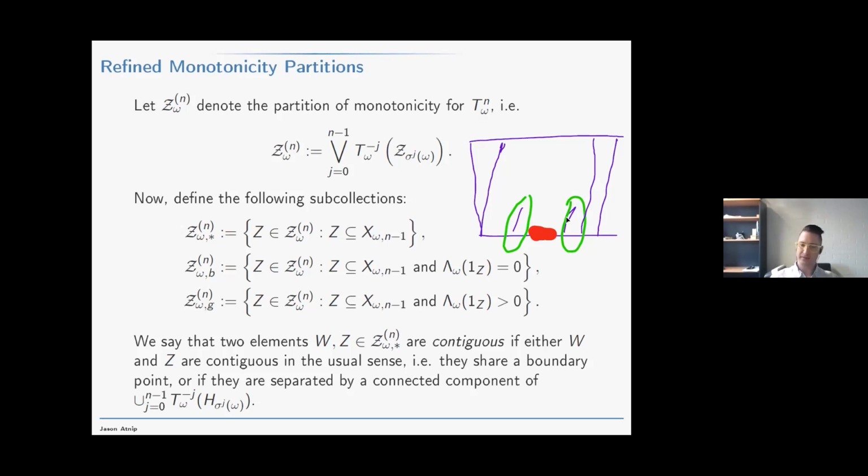Moving forward, we're going to have some sort of counting argument in terms of how quickly our bad partition elements grow. And so we're going to need to define this notion of two partition elements being contiguous. We'll say that W and Z are contiguous if they are either contiguous in the usual sense, in that they share a boundary point, or if they're separated by a connected component of the pullback of the hole. Okay, so in this picture, this red splotch, we'll say this is the hole. So we would say that these two circled bad partition elements are contiguous.